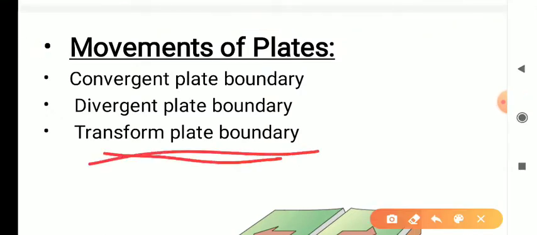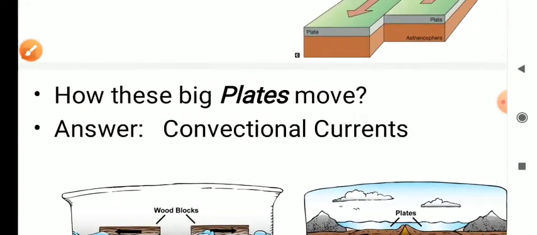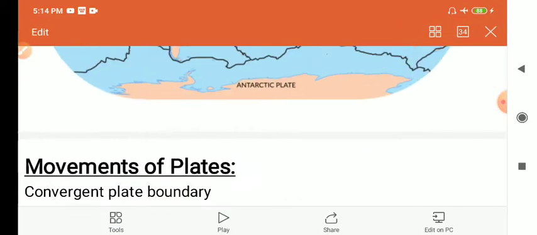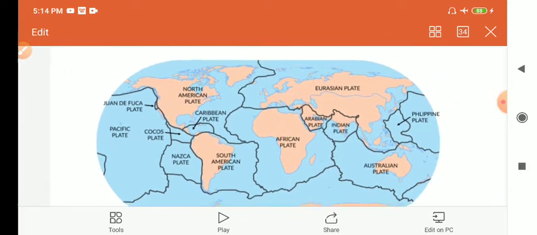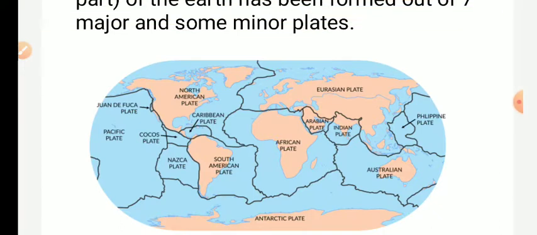Yes, this one. So now the question arises, how do these plates move? How do these plates move? These are very, very big plates. If you see the map, you will see one plate is as big as India. The whole of India is one plate. It means the whole of India is moving.